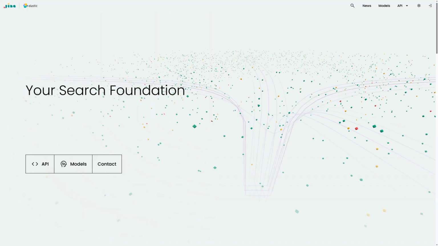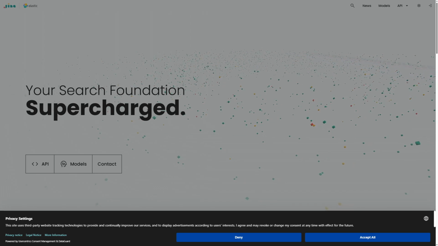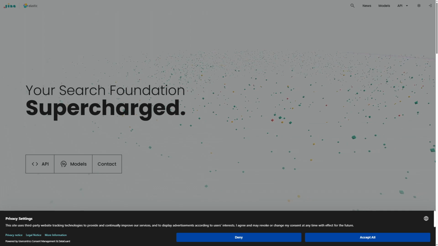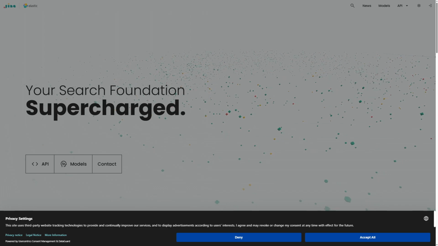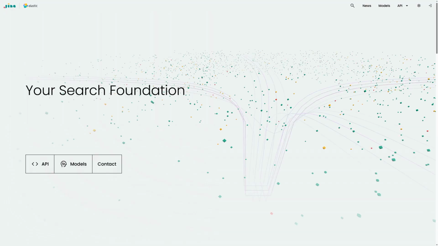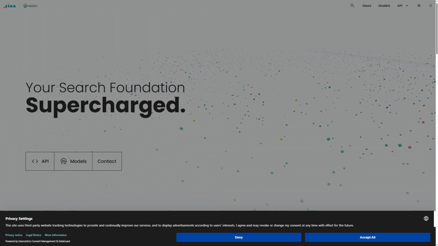Jina AI claims to revolutionize search infrastructure with AI, but does it actually deliver? If you're curious about how it stands up against traditional search methods, stick around as we dive into its core functionalities and user experience. Jina AI is designed to provide a more intelligent search experience by leveraging neural search technology.